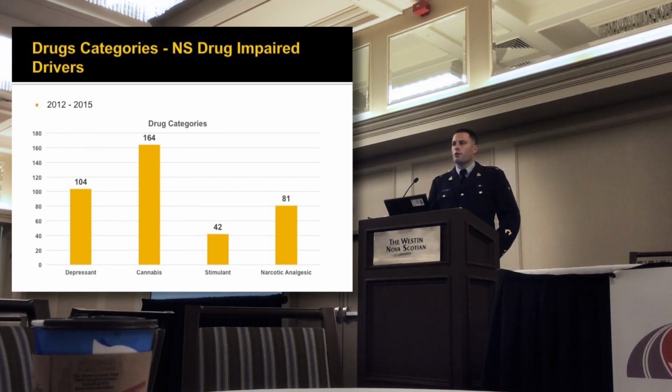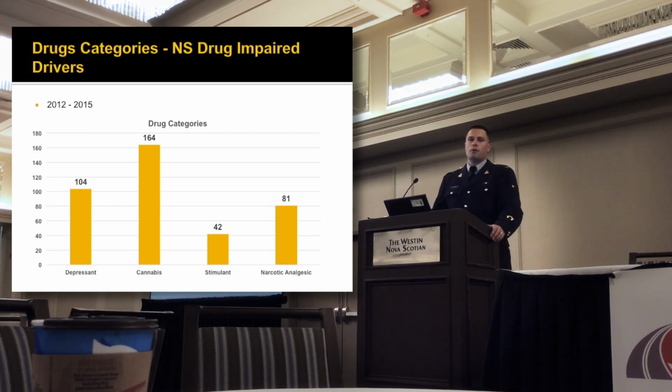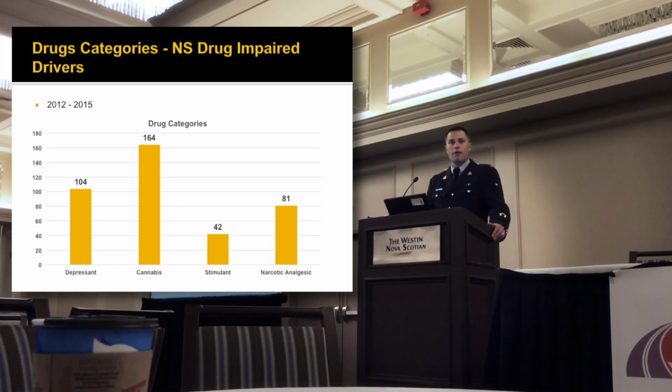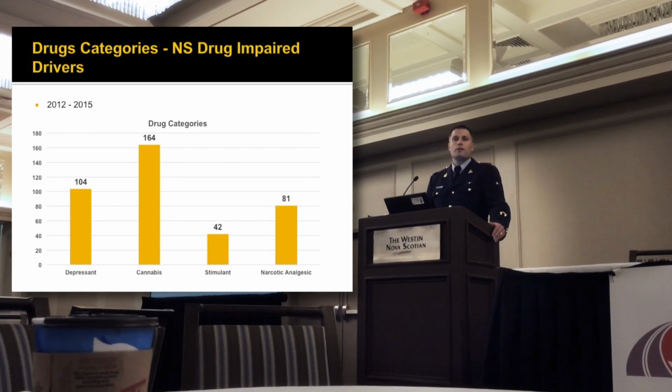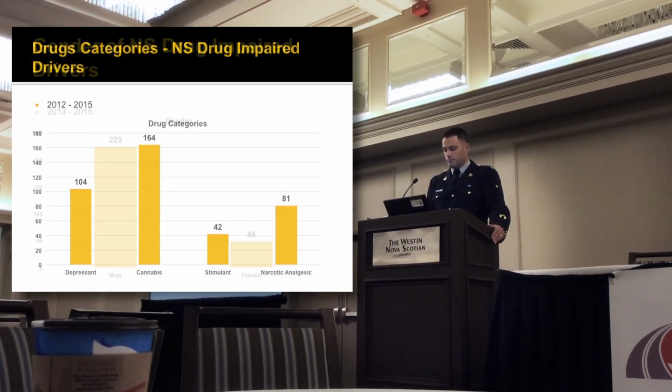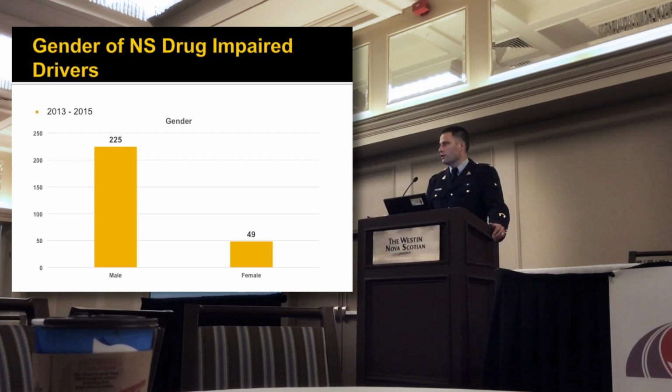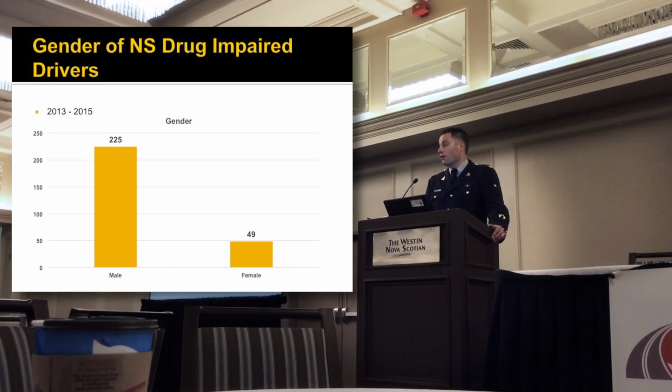Here's some information for you. I'm sure everyone likes a few stats. Here's who we're catching. We currently see cannabis as the dominant category of impaired drivers that we catch. Overwhelmingly, then we have central nervous system depressants, narcotic analgesics, and then stimulants. Again, these are just people we catch. Gender, overwhelmingly male. Catching males impaired by drug. That's not necessarily to say females are not impaired by drug, but it's simply that we're catching currently more males than females.